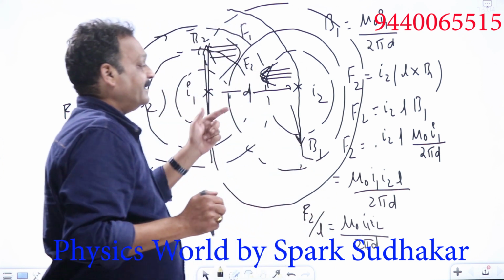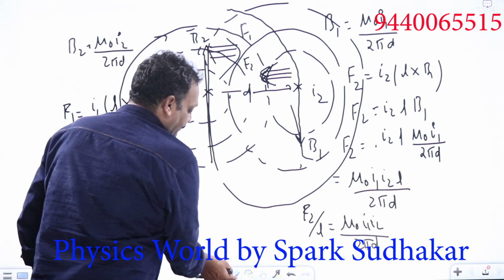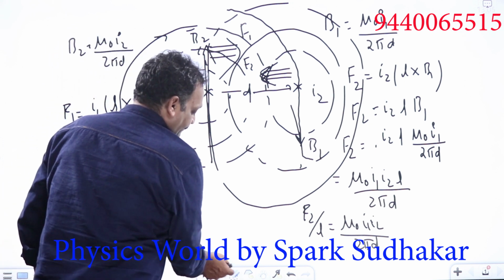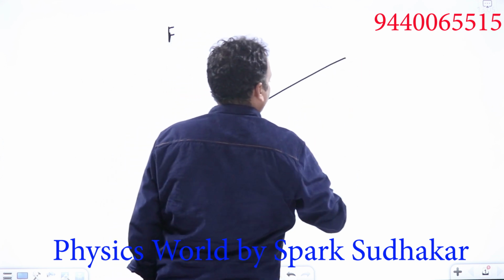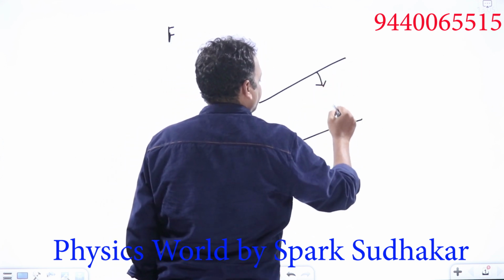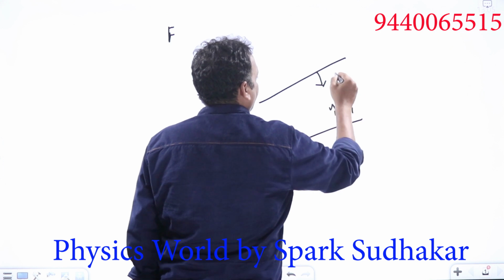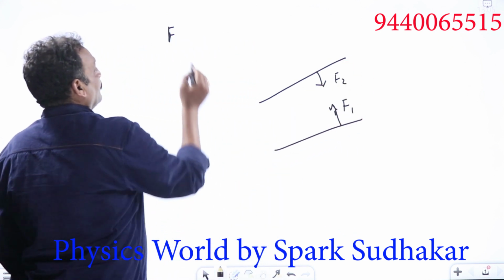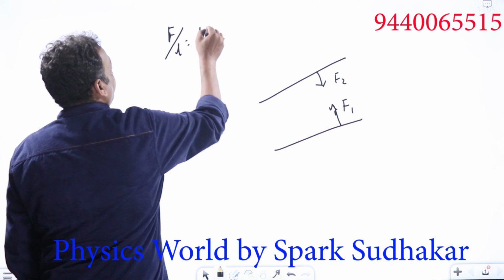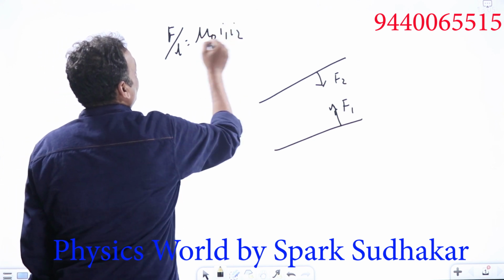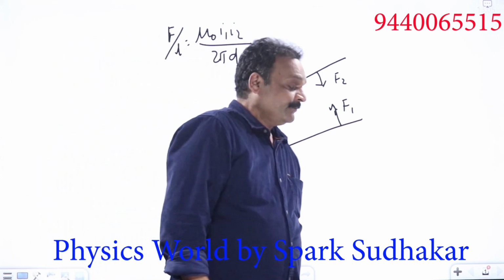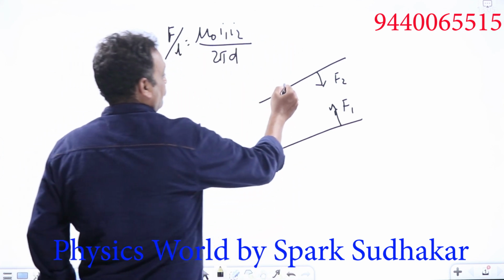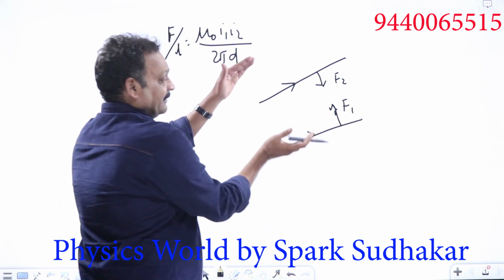What is that force per unit length? Force of attraction per unit length between these two parallel wires: F1 will be like this, F2 will be like this, so the wires will get attracted towards each other. That force per unit length is mu naught I1 I2 by 2 pi d. When currents are in the same direction, the force is attractive in nature and the wires get attracted.